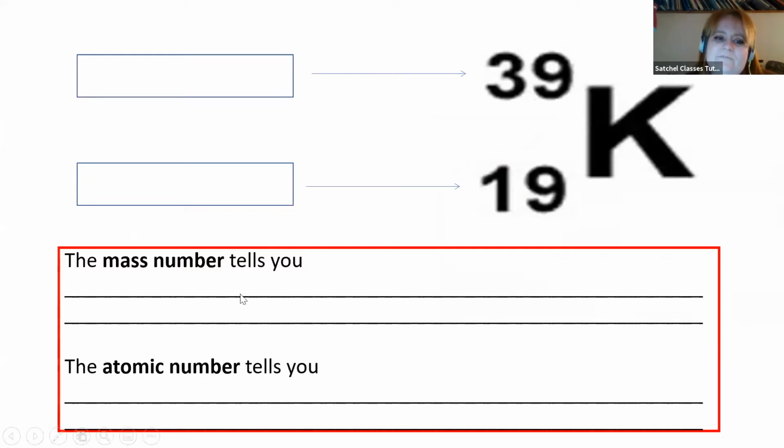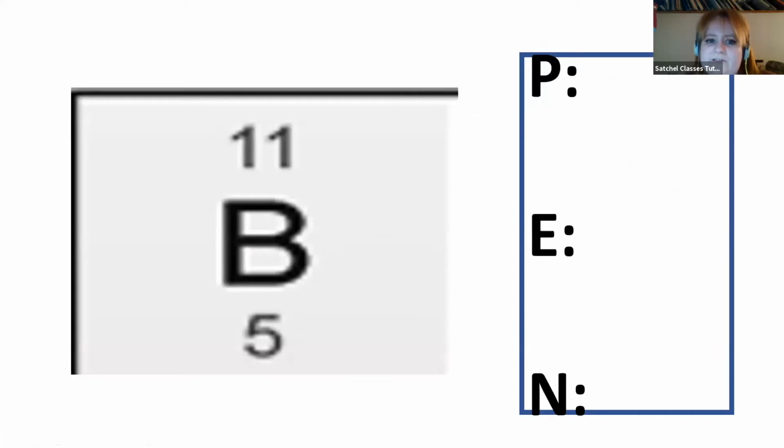So let's have a think about what this is telling us. This is potassium. The atomic number is 19 protons. 39 is the mass number, so something added to 19 must equal 39. 19 plus 20 would give 39, so it's got 20 neutrons. We'll do a bit more practice soon.